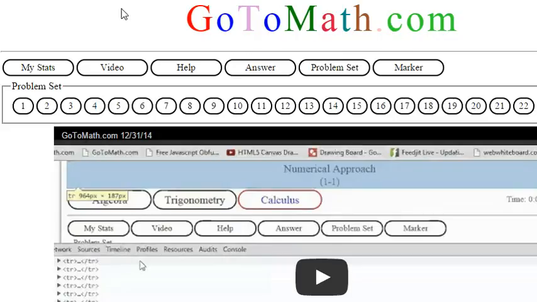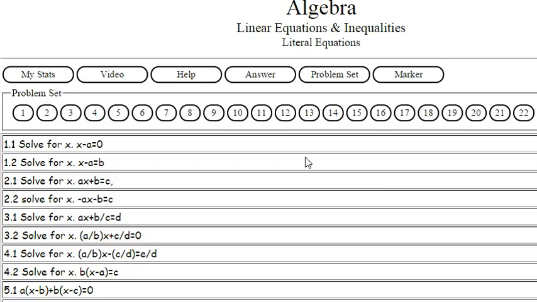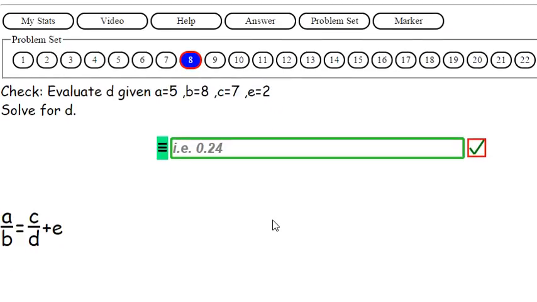Okay, we're here at gotomath.com. Click up here on the algebra. Let's go down to the literal equations section, 8.1. Where are we at? Right here? There we are. Evaluate D. Solve for D. That's what it says. Of course, this is going to be for the green checkbox.